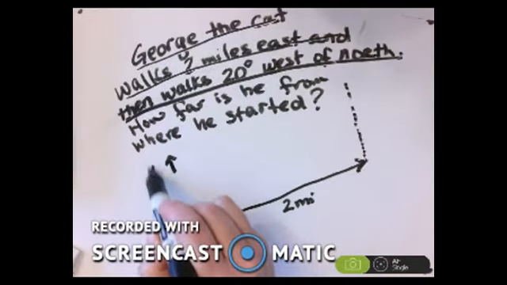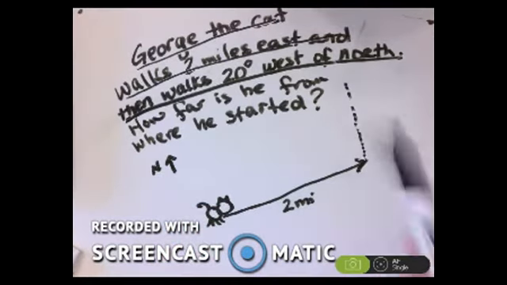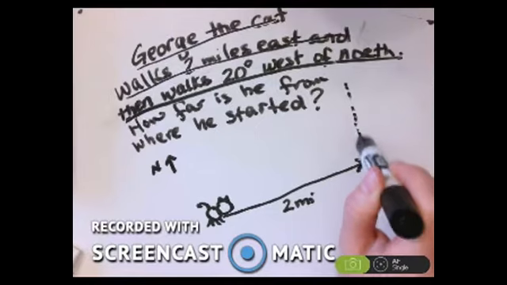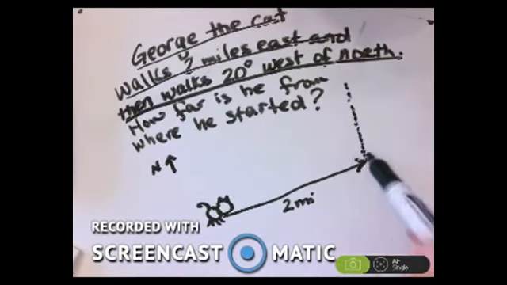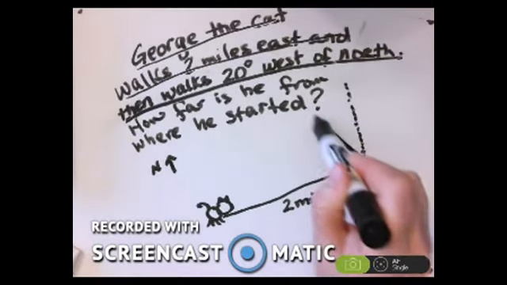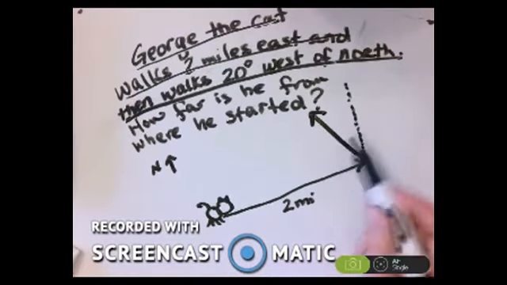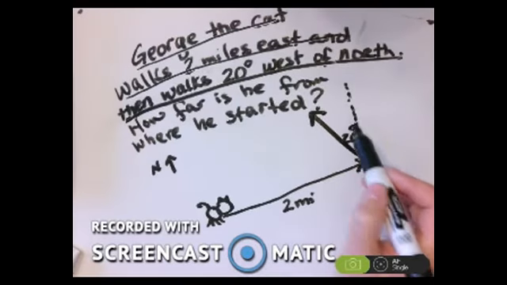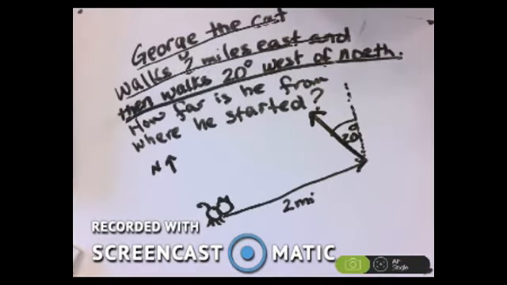West, when we draw it, is typically left as long as north is up. Okay, I guess I should have put a compass up here. We have north is going upward on our map. So here we're not going north. We're going 20 degrees west of north. So this here is 20 degrees. All right, we're 20 degrees from north. And let's keep on reading.